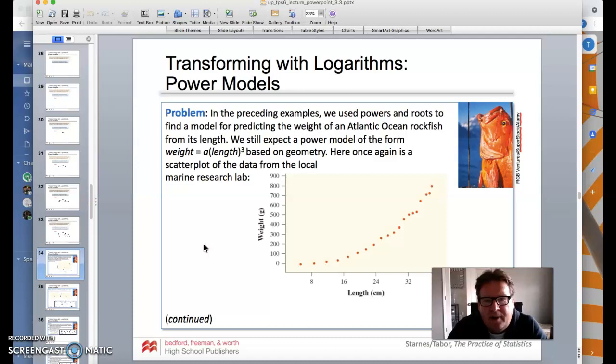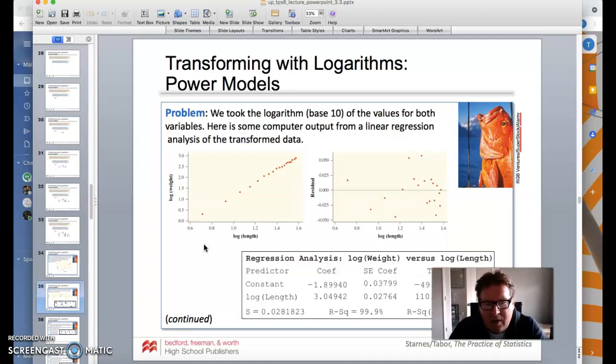So again, we use powers and roots again for that rockfish, and we still expect a power model in the form of a times the length cubed. Once again, here's what it looks like. Okay, so now instead of cubing the x variable, we're just going to take the log of both sides, and here's the computer printout of what we see here. Once again, we have our y-intercept here, we have our slope right here. So again, we have all those things from our computer printout here.